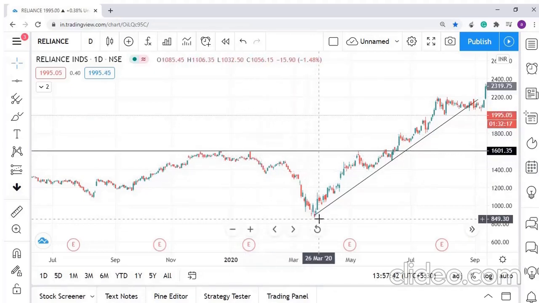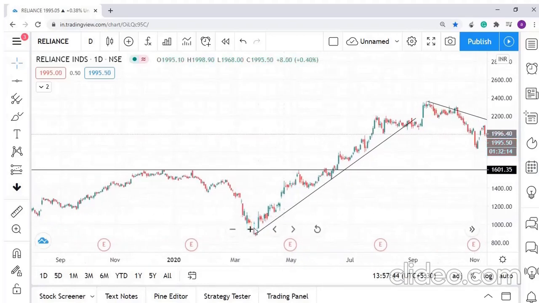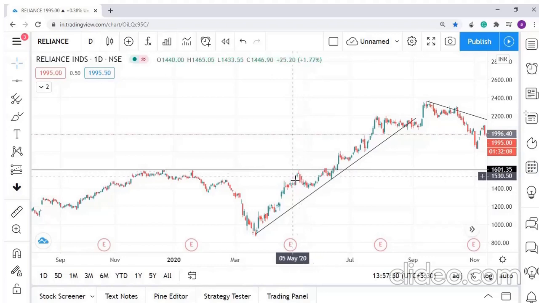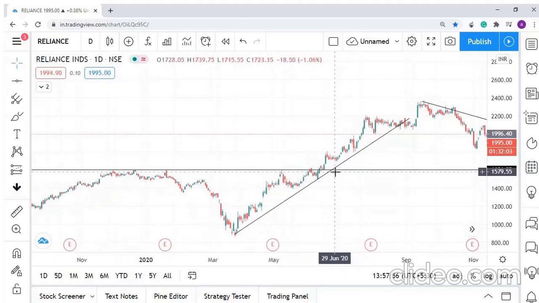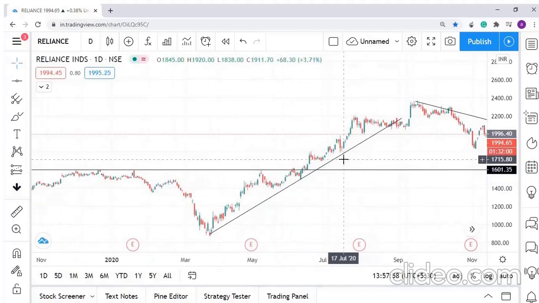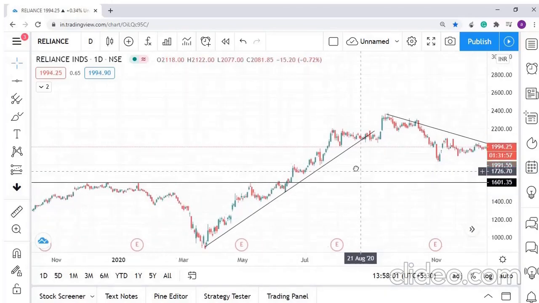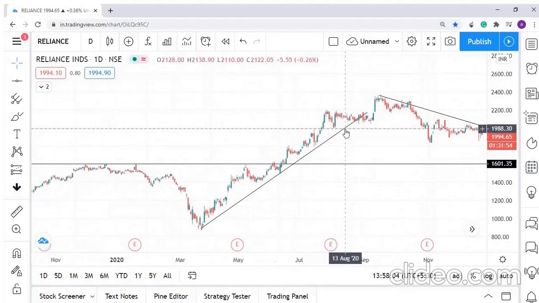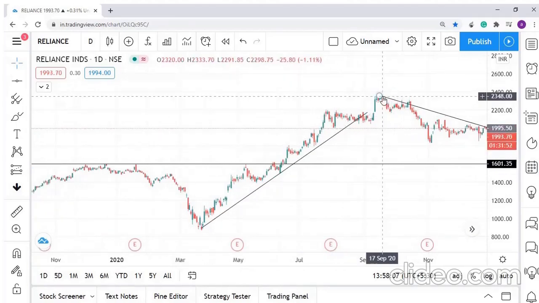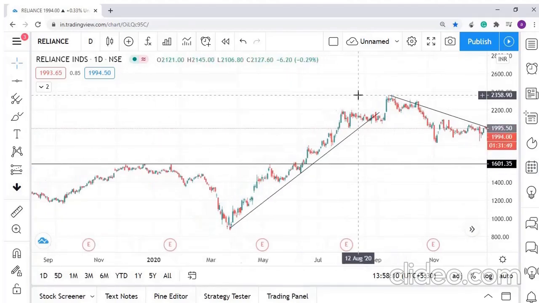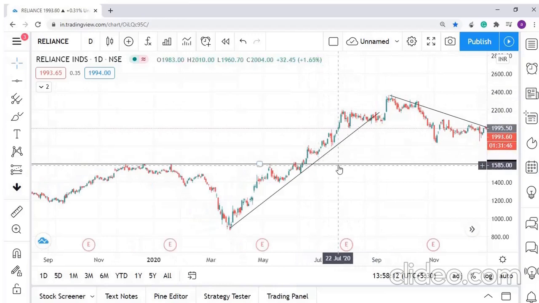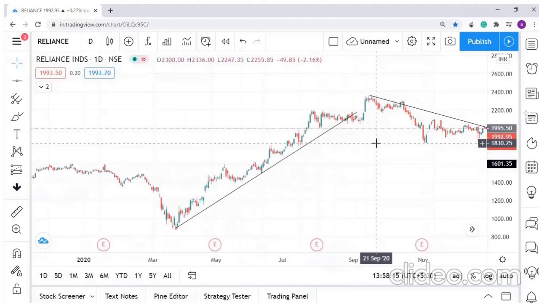Once again after the March crash, you all know, it started rising up, and again it tested this region once in May and another time in June. Once it crossed June, it began its upward journey. So it went on trending till September. You can see this 1600 level has now turned into a support.